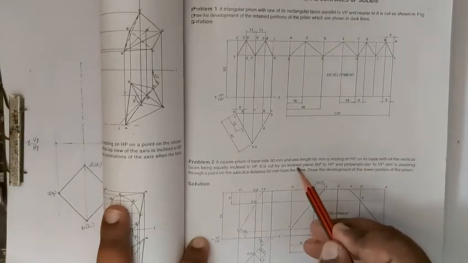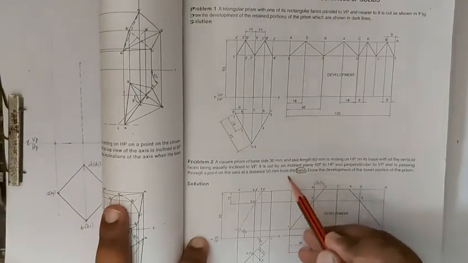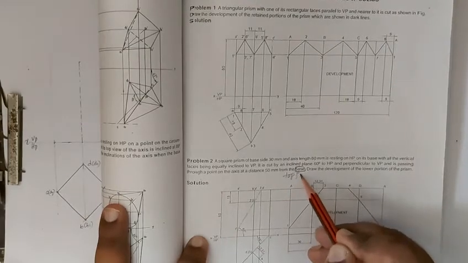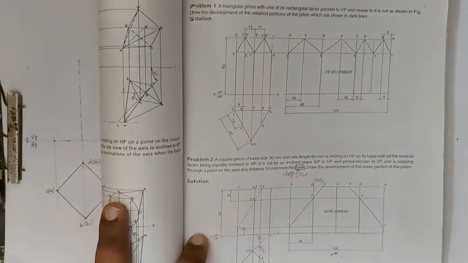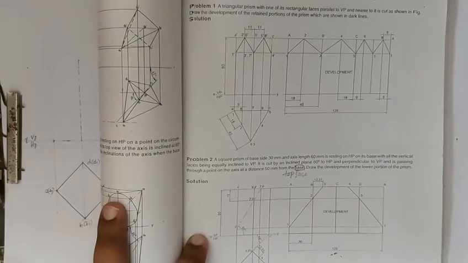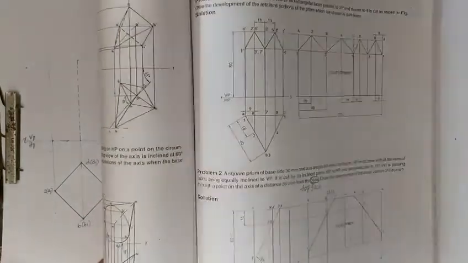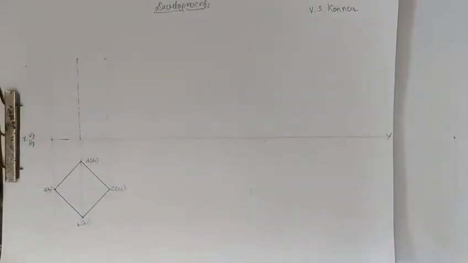Here in the problem, top face is there, a misprint, a top face of 15 mm. Now we'll explain this with the help of a sketch.